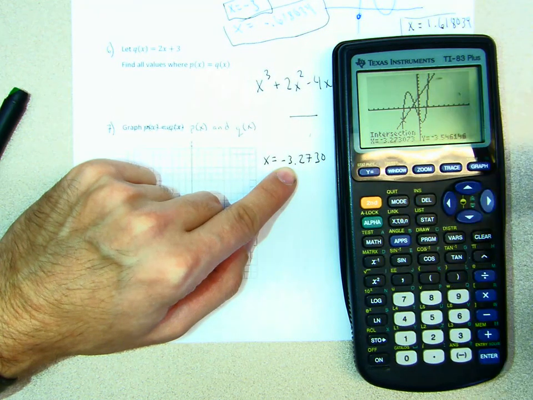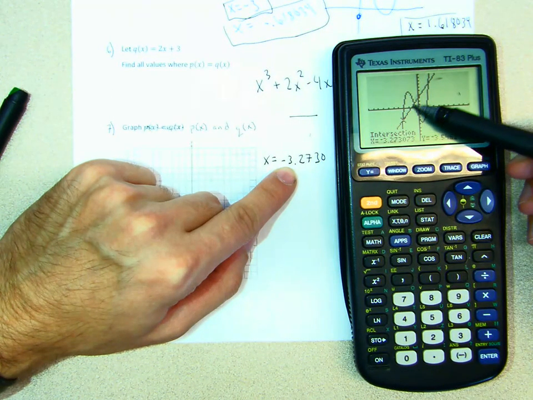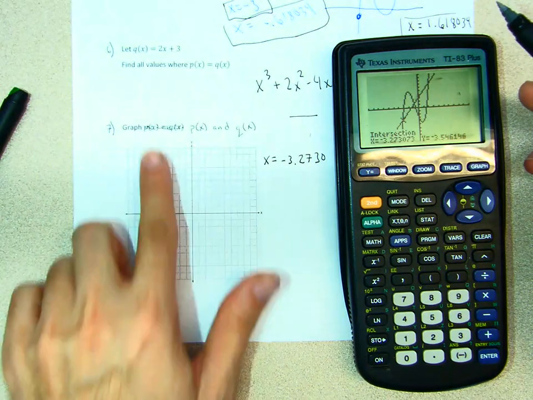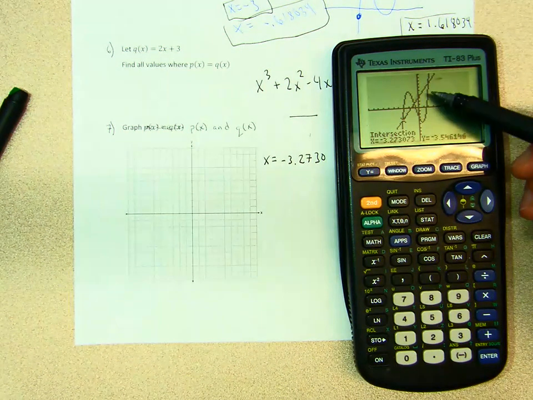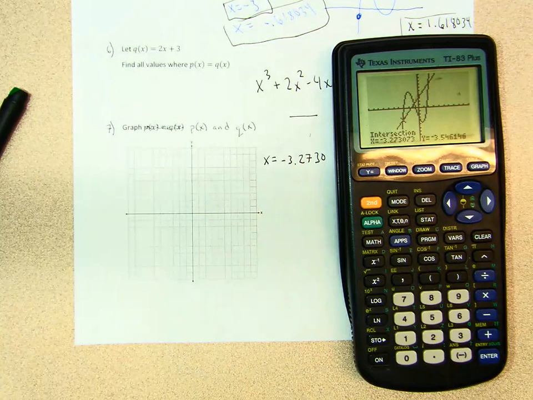All right? What I want you to do is try and find the other intersection points and graph both of these together. And I want you to be very nice and precise with your graph.